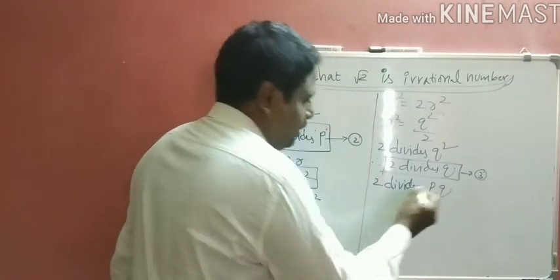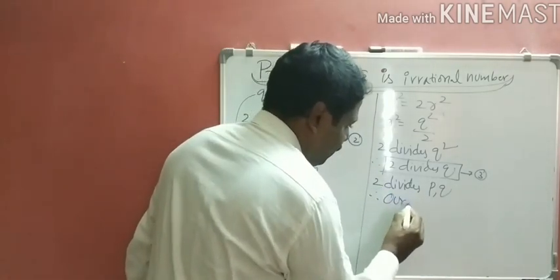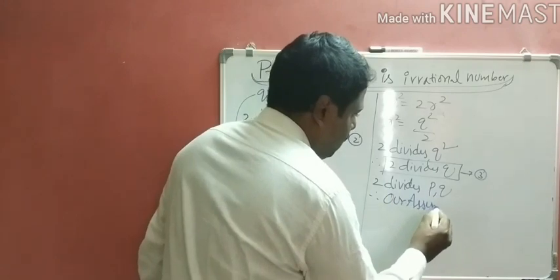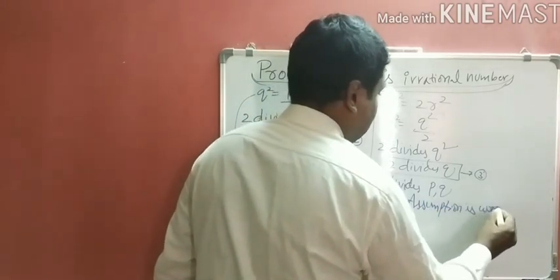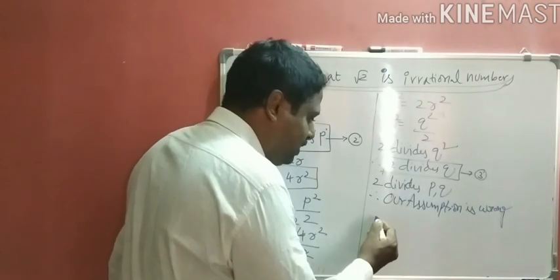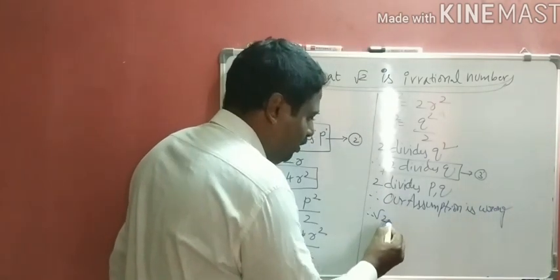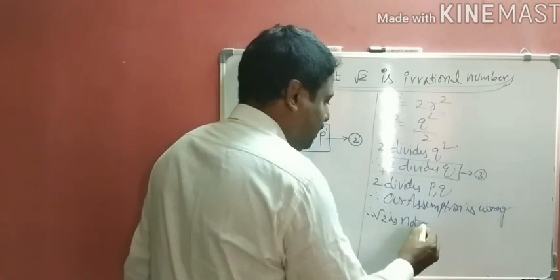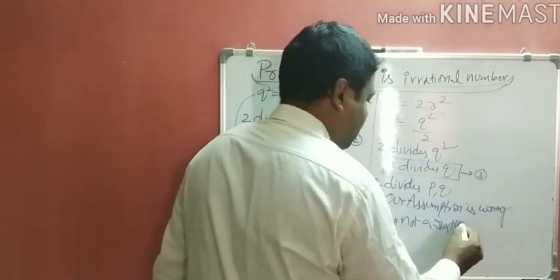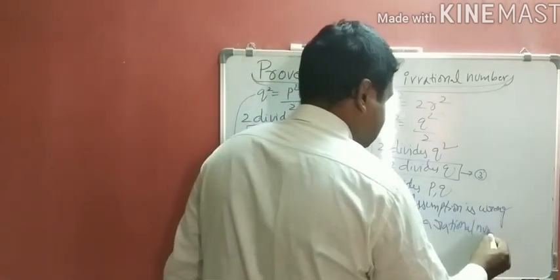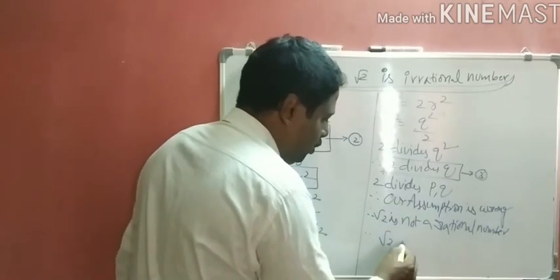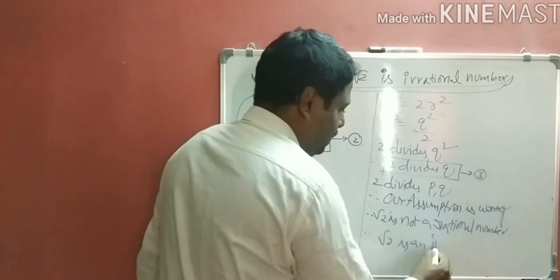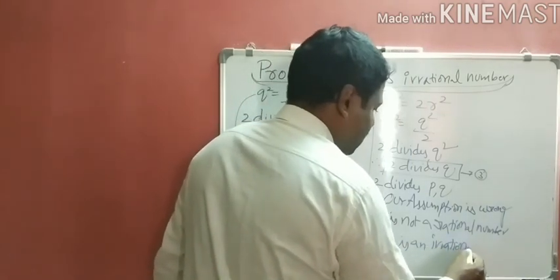So 2 divides P and Q, therefore our assumption is wrong. So what is our assumption? Therefore root 2 is not a rational number. Since root 2 is not a rational number, therefore root 2 is an irrational number. Understand?